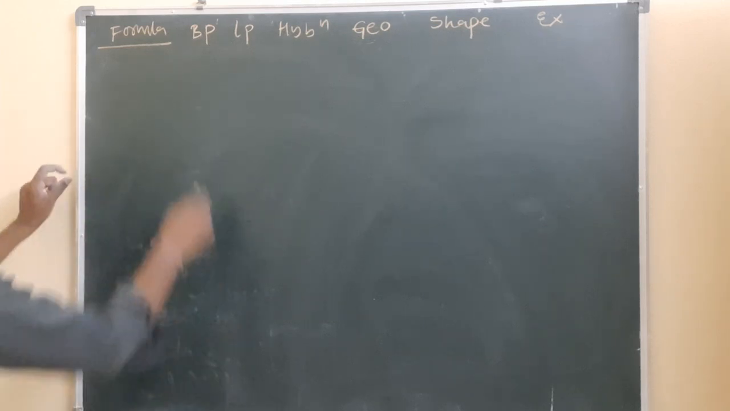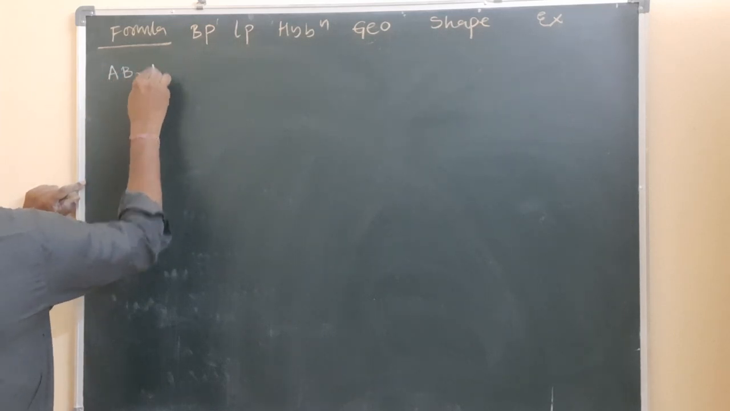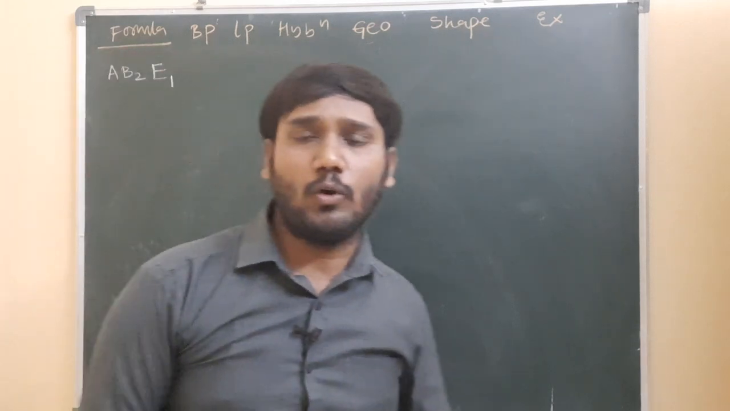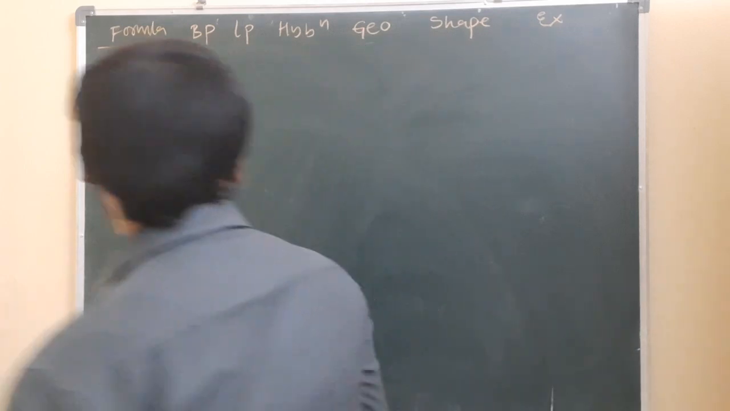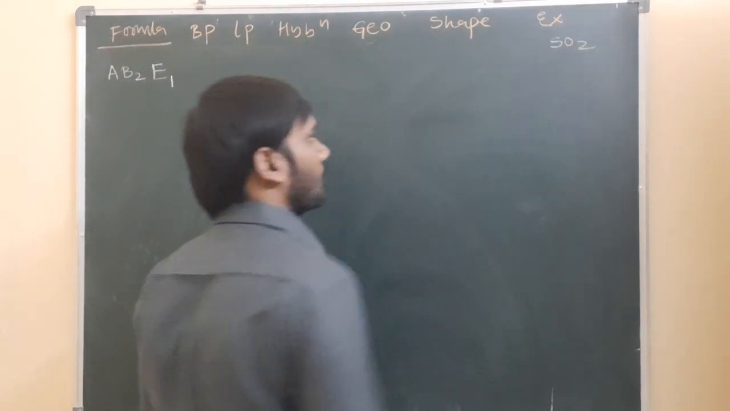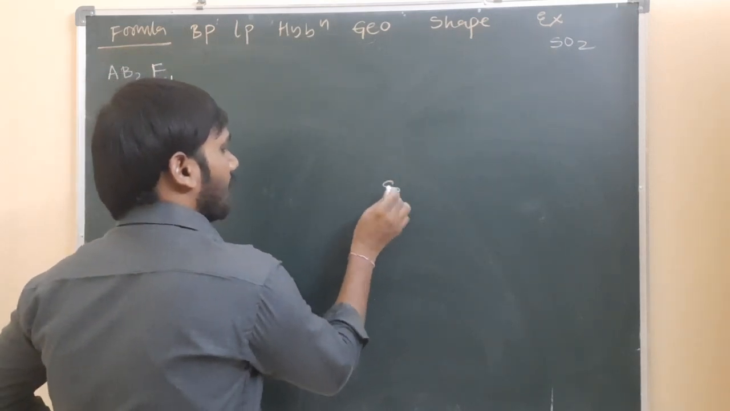So now, first one, AB2E1. B is nothing but bond pair and E is nothing but lone pair. AB2E1 means two bond pairs are present and one lone pair is present. For example, two bond pairs and one lone pair, the example is SO2. For example, I am taking SO2.